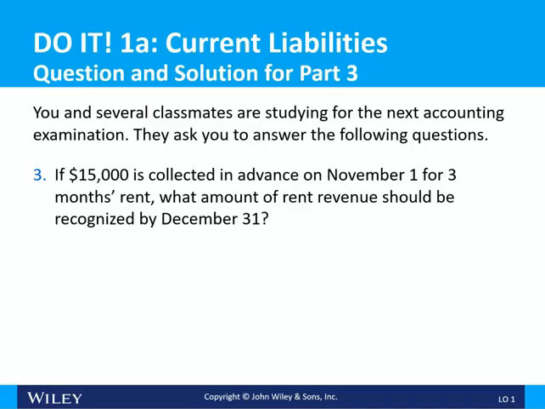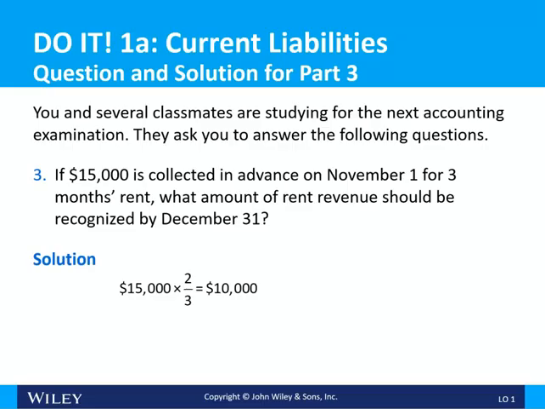If $15,000 is collected in advance on November 1st for 3 months' rent, what amount of rent revenue should be recognized by December 31st? So we have 15,000 for 3 months. At December 31st, 2 months have passed, November and December. So we have 2/3 of the 15,000 that we're going to recognize as rent revenue.